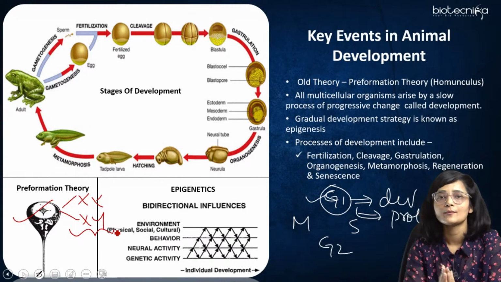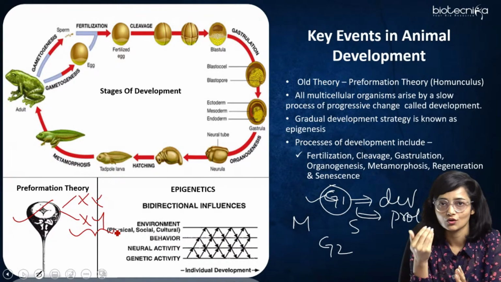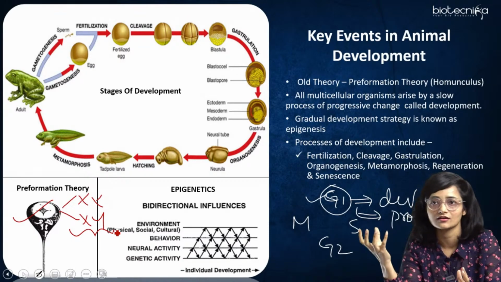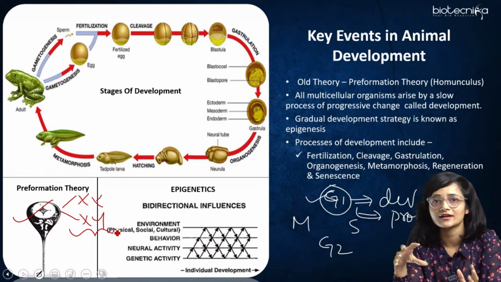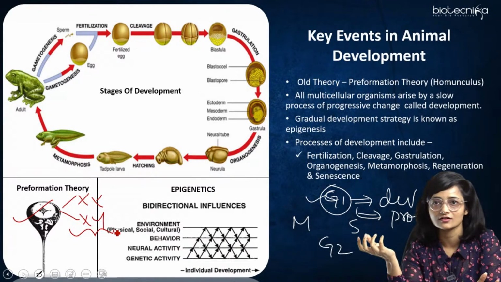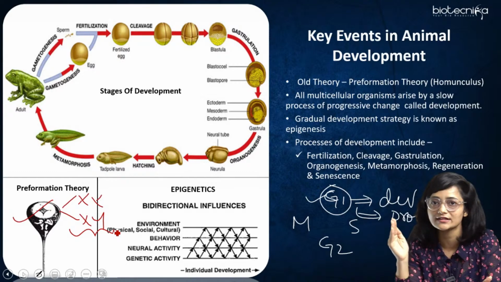So if we talk about a flower, it starts from a bud. The bud grows, and slowly and steadily it develops into a flower, right? It doesn't happen in one day. One day a bud doesn't get converted into a flower. So it is a slow and steady process. It is said that development is a slow and steady process.